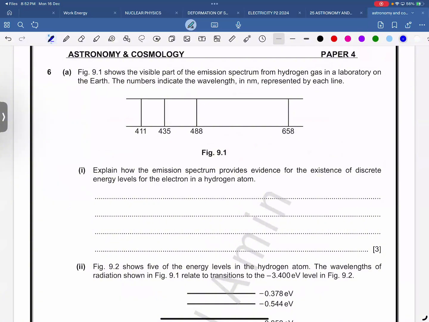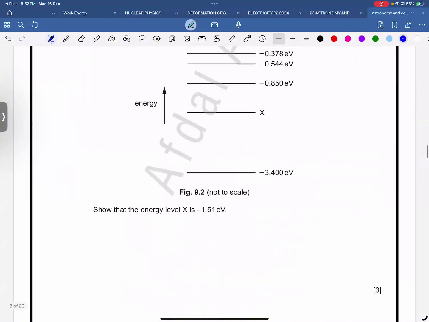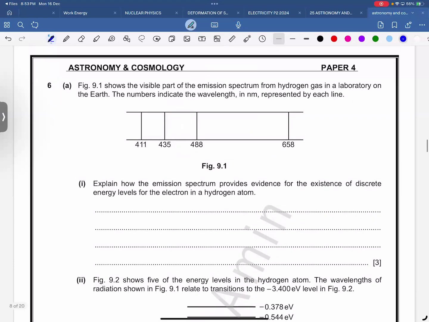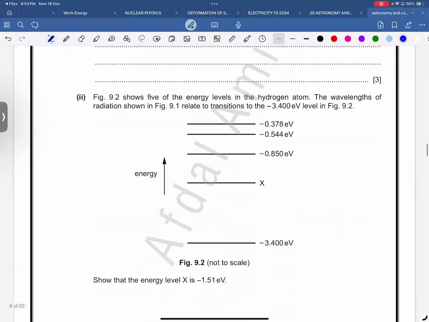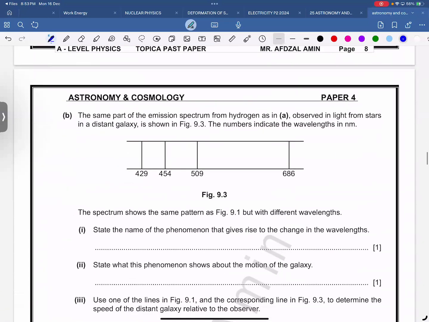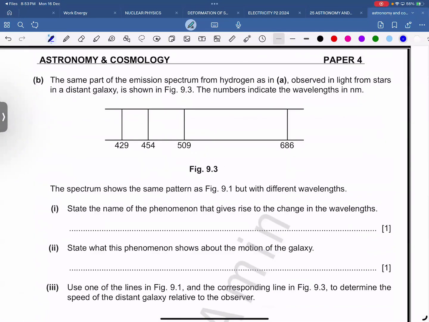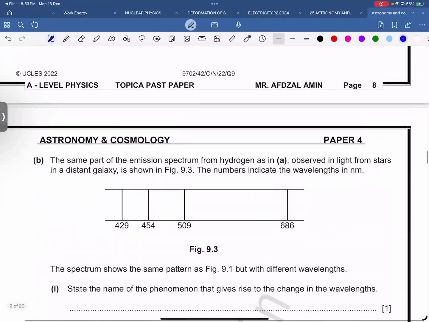But no way. What is this? Looks like quantum physics. Anything with non-quantum we can solve. By mistake, maybe I added this. How the emission spectrum evidence existence. No, this is quantum physics. Yeah, maybe part B only. Part B, because the previous is quantum physics.